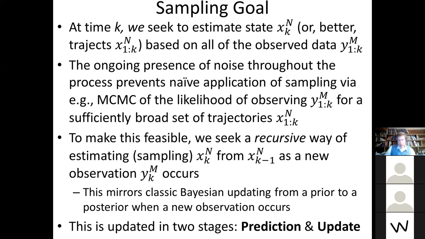Instead, what we're going to be doing is recursively try to update our estimate of x sub k from a previous estimate we had for x sub k minus 1 when a new observation comes in. And the idea here is very similar to Bayesian approaches in general, where we go from a prior distribution to a posterior distribution that takes into account a new observation. The prior distribution reflects our belief before that observation, and the posterior takes the new observation into account and updates our belief based on it. It updates our belief from the prior in light of the observation. So that's the basic idea. We have a recursive way of going from our understanding of the situation at time k minus 1, x sub k minus 1, to x sub k when a new observation comes in.